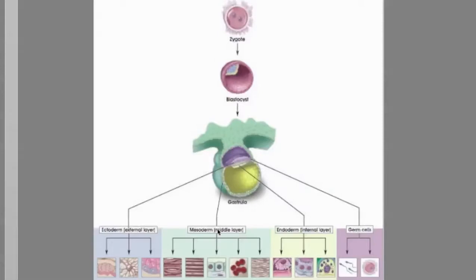The mesoderm, or the middle layer, becomes things like our muscles, from skeletal muscle, which moves our bodies, to cardiac muscle, which pumps blood through our bodies, to blood cells themselves, and smooth muscle, which helps move food through our digestive tract. We also have the endoderm, the inner layer, which can give rise to things like pancreatic cells, thyroid cells, and lung cells. And then, of course, we have germ cells, which eventually become our sperm and egg.